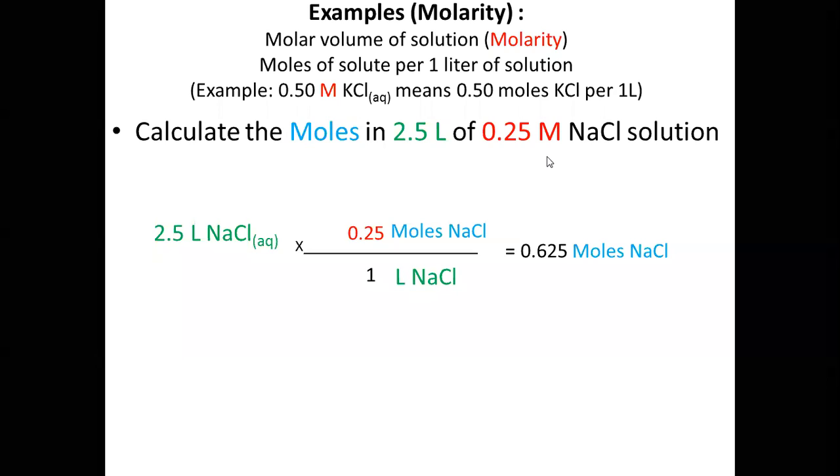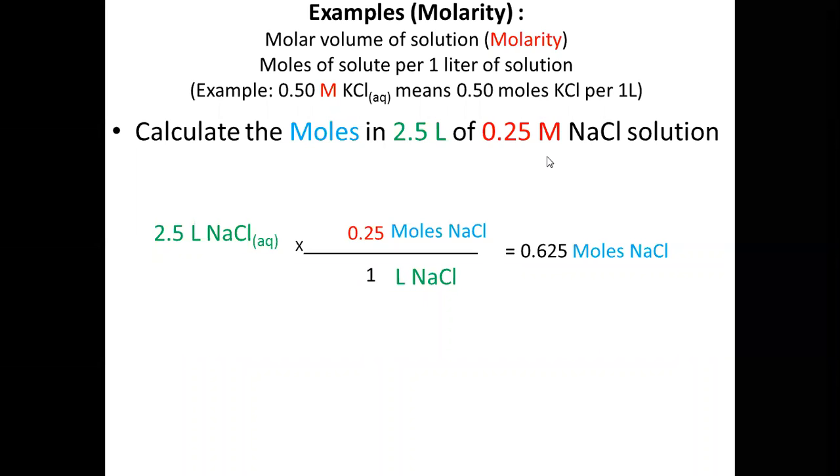So think about your answer. If 1 liter has 0.25 moles, you have more than double that, because I have 2.5 liters. So in 1 liter is 0.25, and 2.5 liters should be a little more than double 0.25. So in this case, yes, I have a little more than double 0.25, which is 0.625.